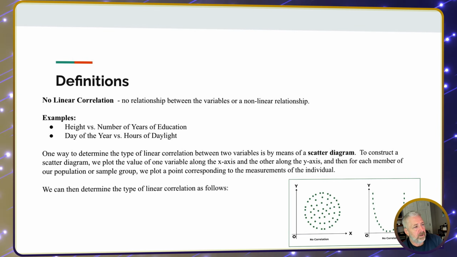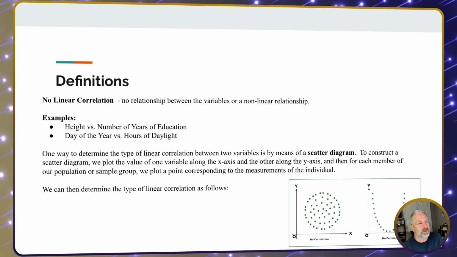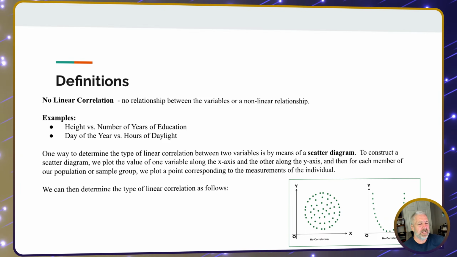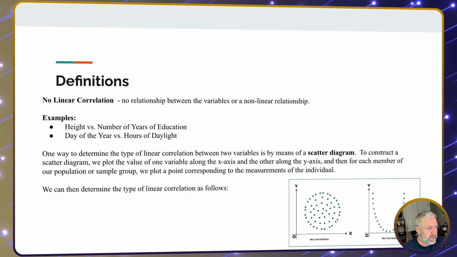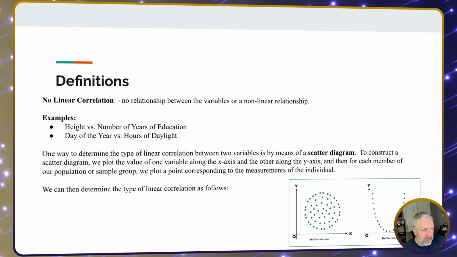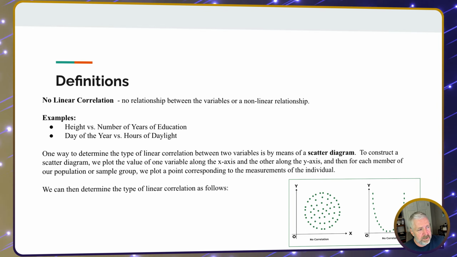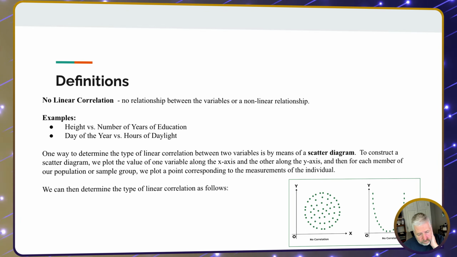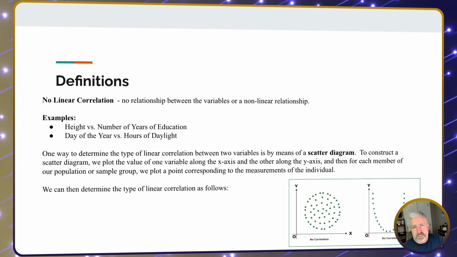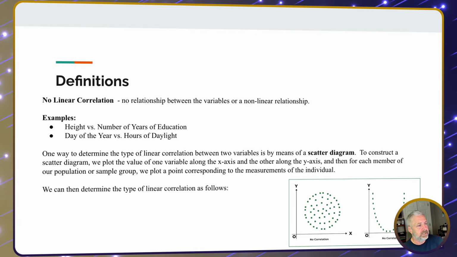So we could have no linear correlation. So I've got height versus number of years of education. You're no taller, given that you have lots of years of education, than you would be if you had no years of education. You could be short, tall with none, short, tall with many. It doesn't matter. It should be all over the place.